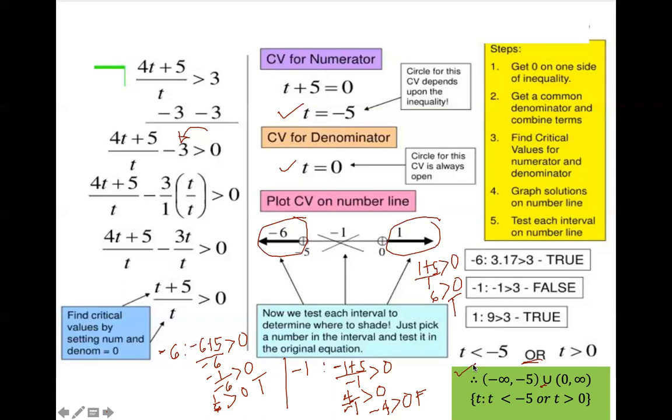For set builder, all you have to do is to rewrite it in the way it is t such that t is less than -5. So these are the values less than -5, to the left of -5 and to the right of 0. That's why it's greater than.